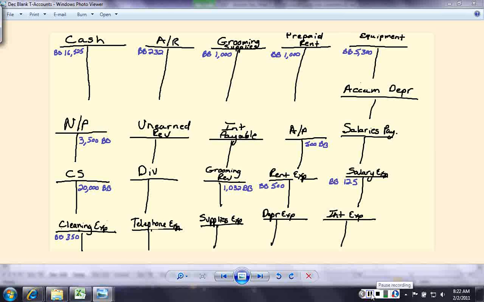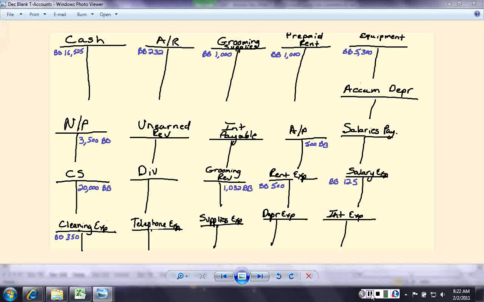And this is what you should have when you're all done putting in the beginning balances. This is every account in the chart of accounts. I went ahead and even put in the new accounts. And I went through and put in the beginning balances from November's trial balance. The next thing that we're going to do is start posting our entries that we made for December.